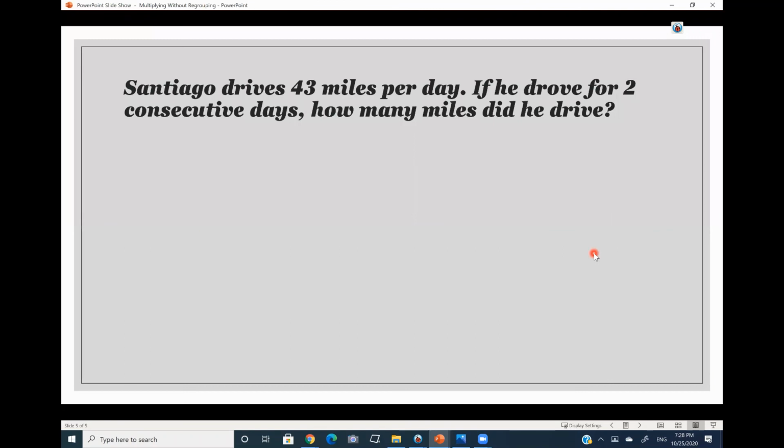Well, this is all for today, and before leaving, I want to leave you with this challenge. Solve this problem. Santiago drives 43 miles per day. If he drove for 2 consecutive days, how many miles did he drive?